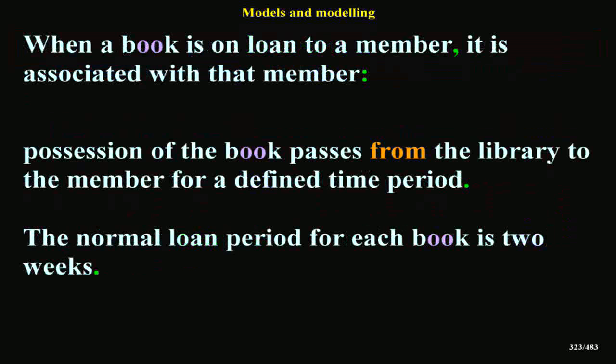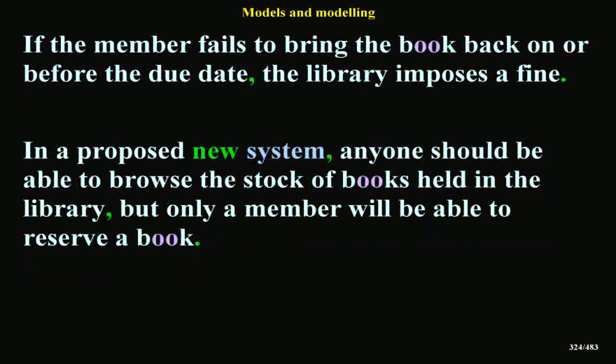When the book is on loan to a member, it is associated with that member. Possession of the book passes from the library to the member for a defined time period. The normal loan period for each book is 2 weeks. If the member fails to bring the book back on or before the due date, the library imposes a fine.